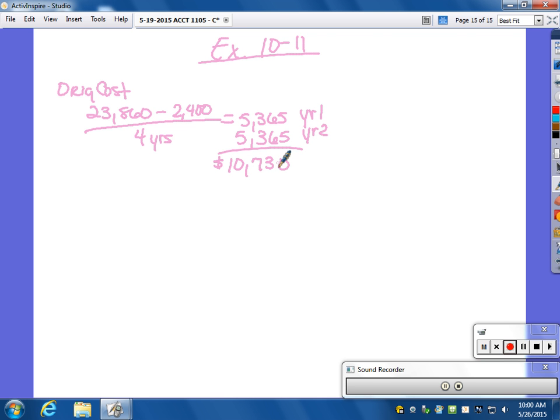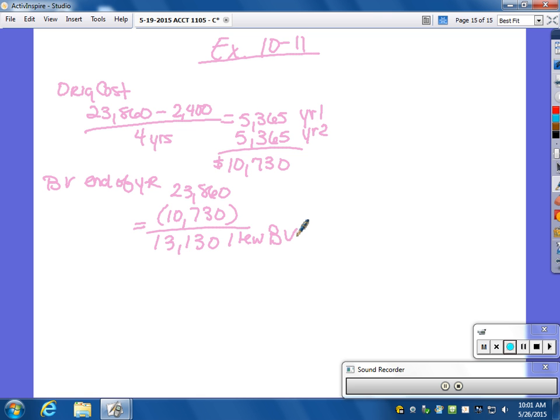How much does that give us? 10,730. Okay, so that 10,730 needs to be subtracted from what? The book value at the end of year 2 is what we're trying to find. We do 23,860 minus this 10,730. What's the new book value? 13,130. Okay, new book value.